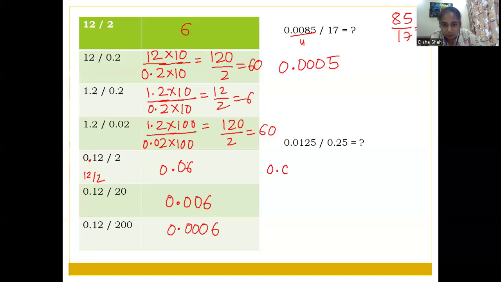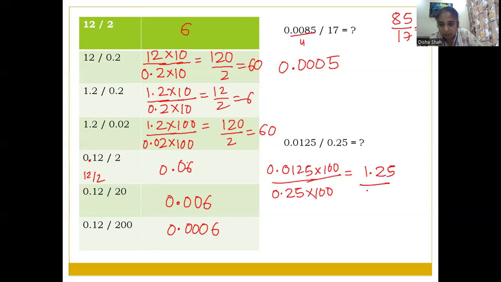नेक्स्ट, 0.0125 डिवाइडेड बाय 0.25. डिनोमिनेटर से पॉइंट हटाने के लिए 100 से मल्टीप्लाई करेंगे. सो दिस ऑल्सो विल मल्टीप्लाई बाय 100. So this will become 1.25 divided by 25. Initially इस पॉइंट को भूल जाओ and consider it as 125 by 25 only. So 125 by 25 5 होता है. बट पॉइंट के पीछे 2 डिजिट है, तो यहाँ पर भी पॉइंट के पीछे 2 डिजिट होने चाहिए.